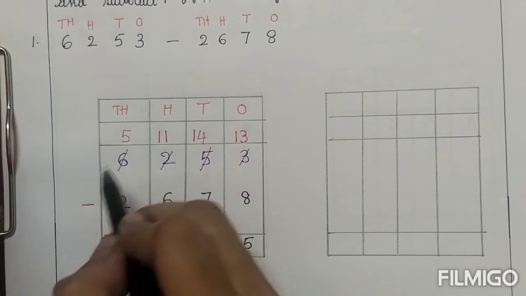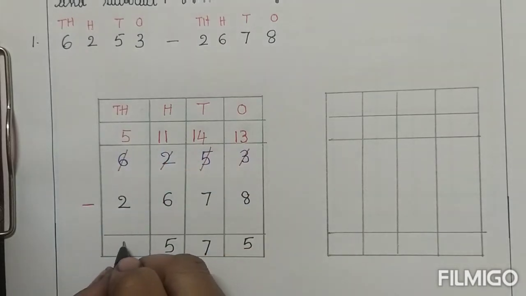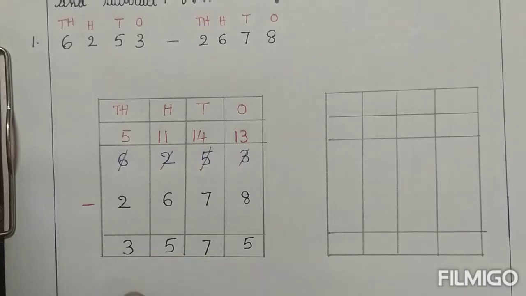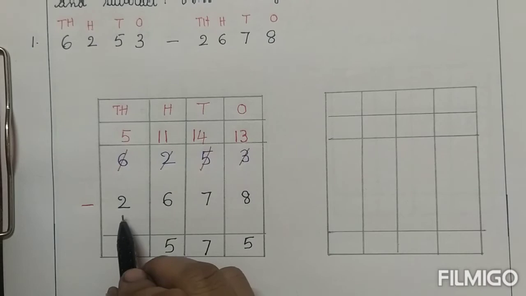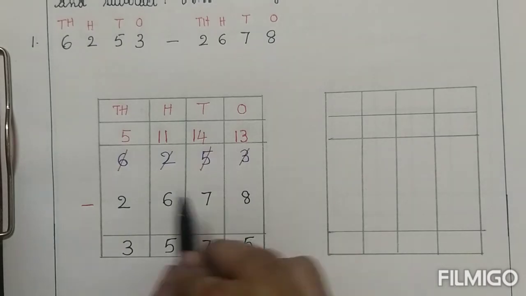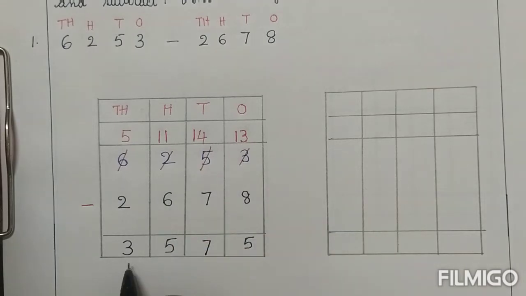Now we have 5 minus 2 in thousands column. 5 minus 2 is 3. Now this is called the difference of these two numbers. After subtracting 2678 from 6253, the difference is 3575. But how do you make sure that the result is correct or not?